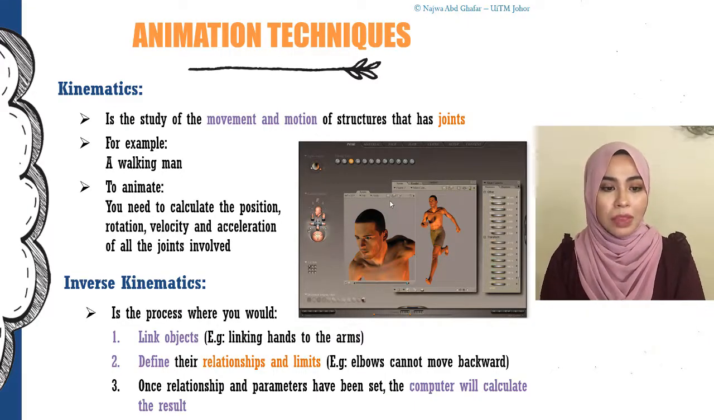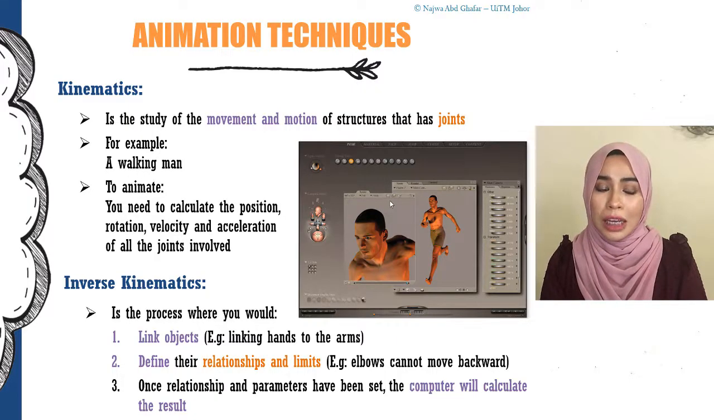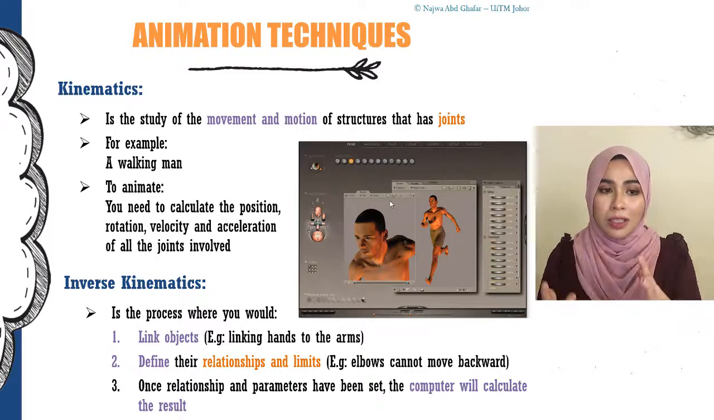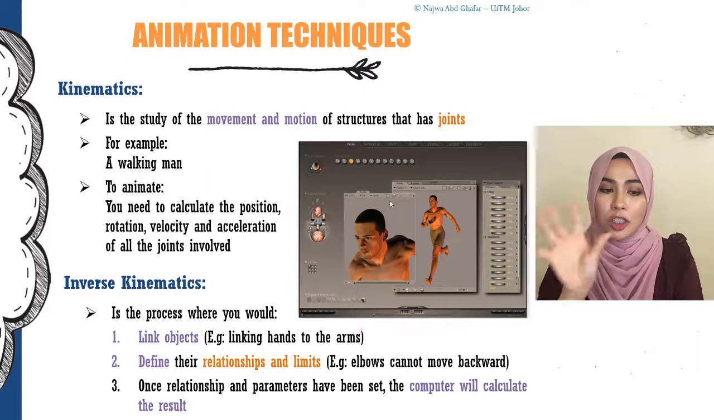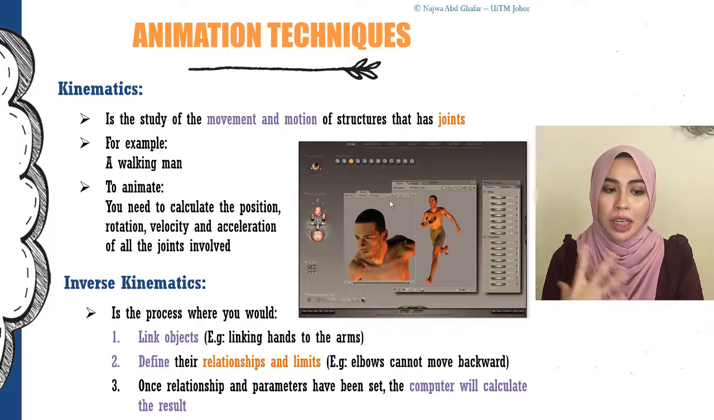Inverse kinematics is the process where you link objects, define their relationships and limits, and once the relationships and parameters have been set, the computer will calculate the result. Like I've said, with kinematics, you are studying the movement and creating each position and rotation, determining it yourself. Whereas in inverse kinematics, you just need to rely on the relationships and limits of your object.